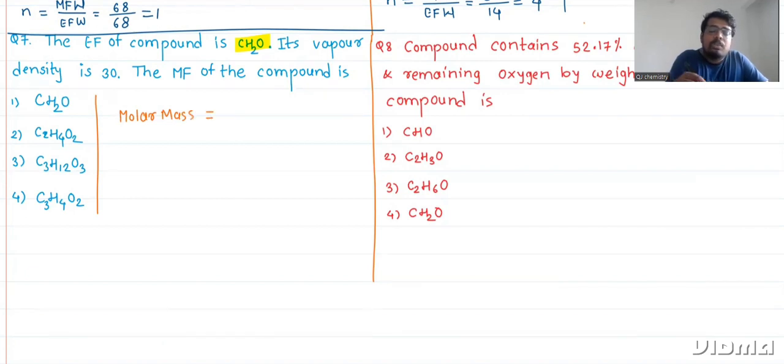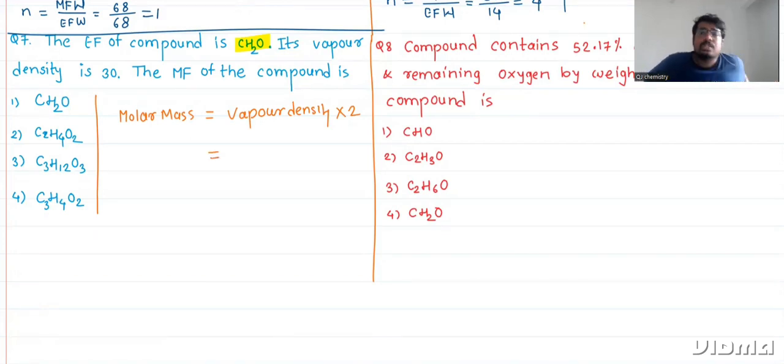Right? Molar mass is equal to what? How is it related to vapor density? Molar mass is equal to vapor density multiplied by 2. Now, we don't know the molar mass, but the vapor density is given to us, right? So we can use the vapor density. Vapor density 30 into 2, so molar mass is equal to 60, right?